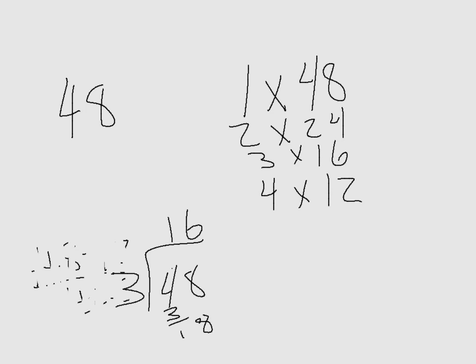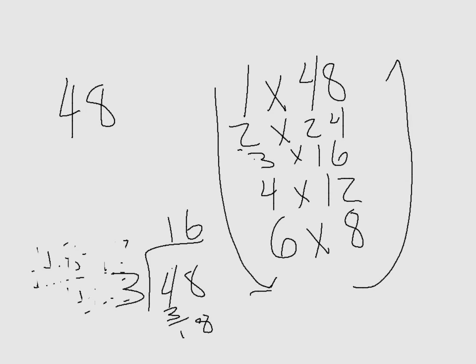5, it does not end in 0, so it's not divisible by 5. It is divisible by 6 because it's divisible by 2 and divisible by 3. So I get 6 times 8. So now I've gotten one number left because I've gotten all the way down this way with my factor pairs, and I'm going to start all the way back up this way.